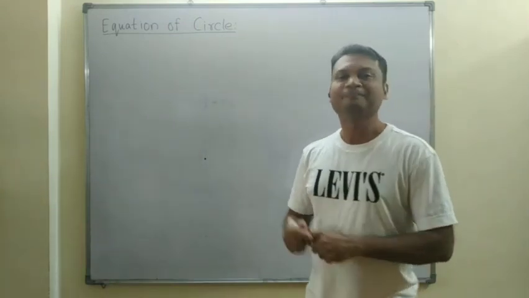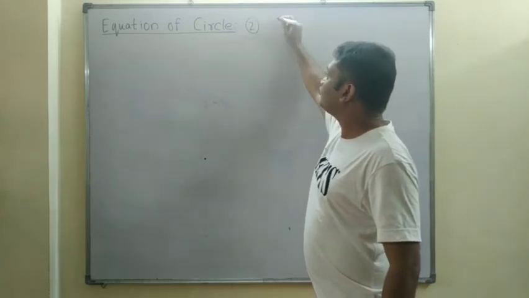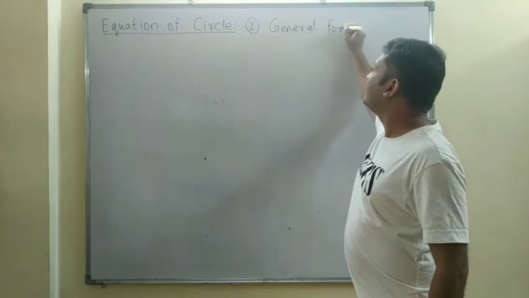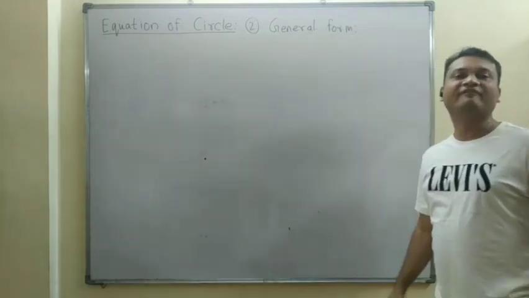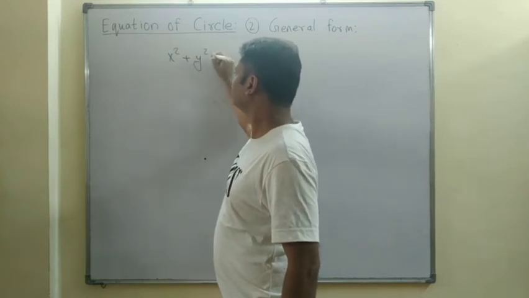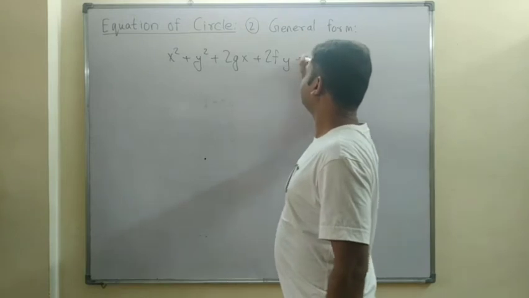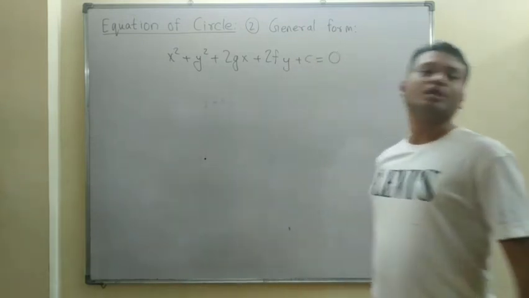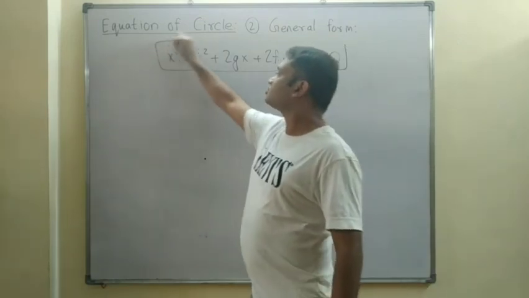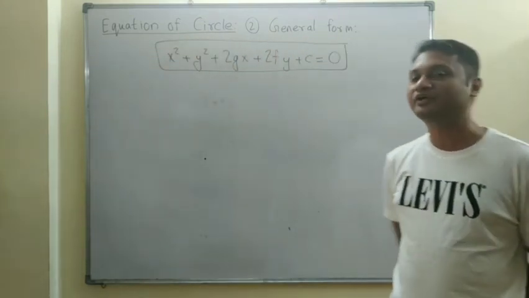Then let us derive another form of equation of circle. So we can say general form of equation of circle. Now what is the general form of equation of circle? It is given by x square plus y square plus 2gx plus 2fy plus c is equal to 0. So this is the general form of equation of circle.